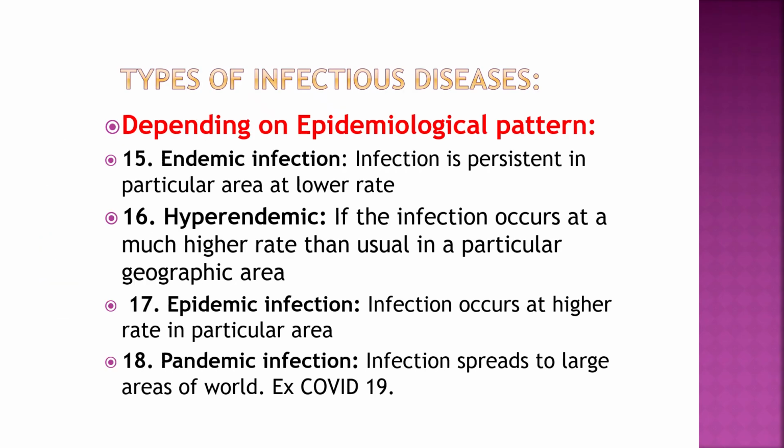Types of infectious diseases depending on the epidemiological pattern. So it can be endemic, hyperendemic, epidemic and pandemic. So endemic infection when it is persistent in particular area at lower rate. Hyperendemic, the infection occurs at much higher rate than the usual in particular geographic area. Epidemic when infection occurs at higher rate in particular area. Pandemic when infection spreads to large areas of the world. Example, COVID-19.